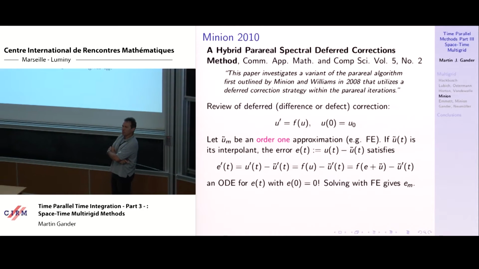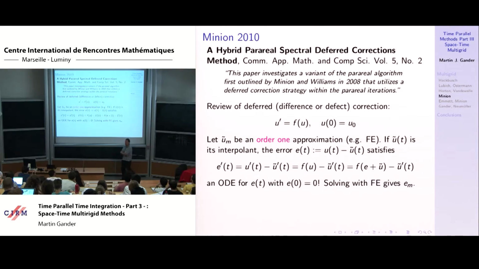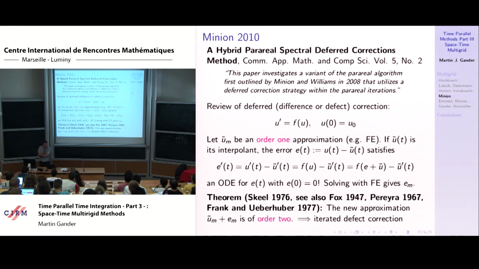What can you possibly gain with this? There is an amazing result. It's going back to Skeel. Leslie Fox had already a late result. Victor Pereira had a result. There's also the Austrian school that had a result. The new approximation, if you solve this again with Euler and add it as a correction, is second order. And if you do it again, it's third order.